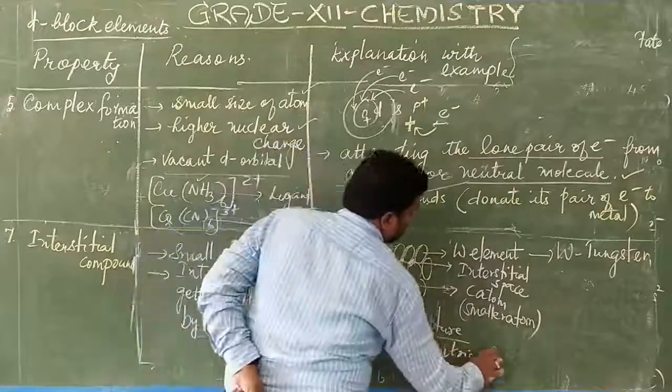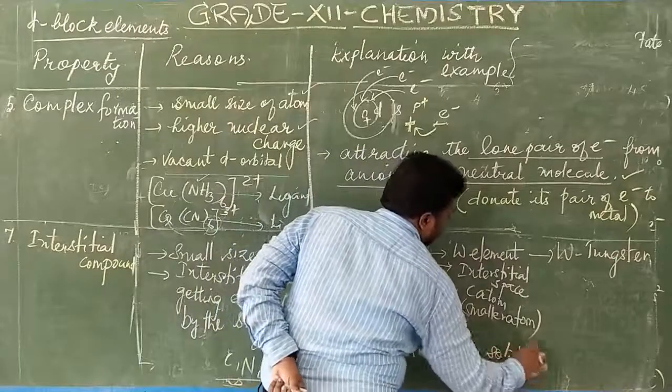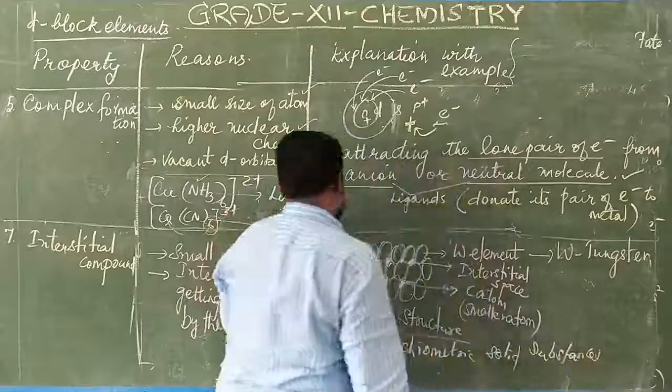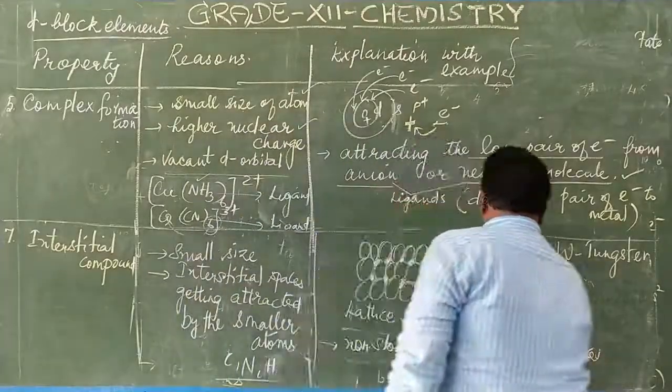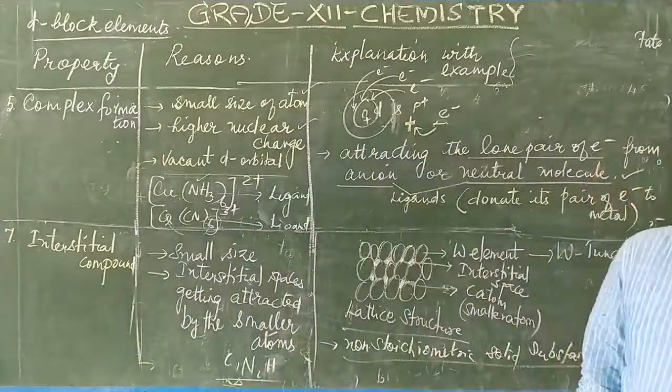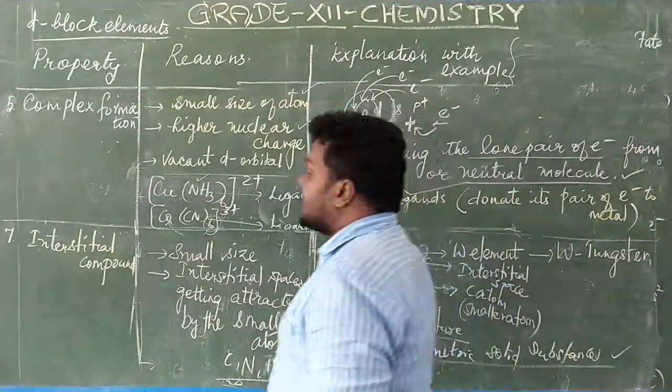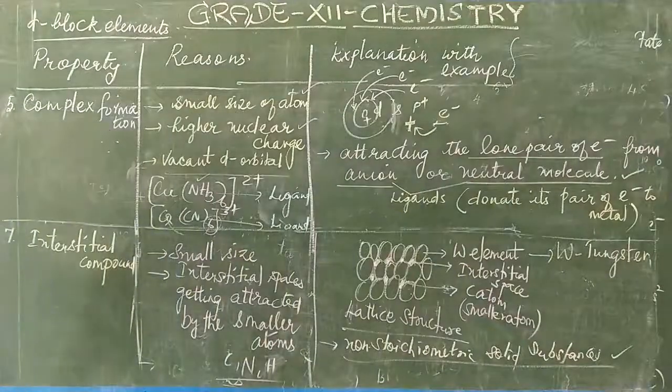Non-stoichiometric solid substances. This leads to the formation of what? Non-stoichiometric solid substances. This is about the interstitial compounds. Interstitial compound formation. The next one we have is the alloy formation.